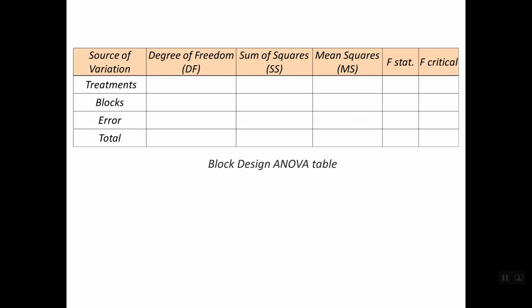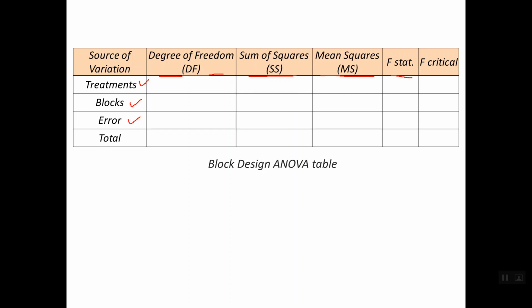This is the block design ANOVA table. Regarding the sources of variation, we have a variation for the treatments, which is our interest, and we have a variation inside the blocks, and we have a variation for the error. Then we will calculate the degrees of freedom and the sum of squares, and then we will calculate the mean square.